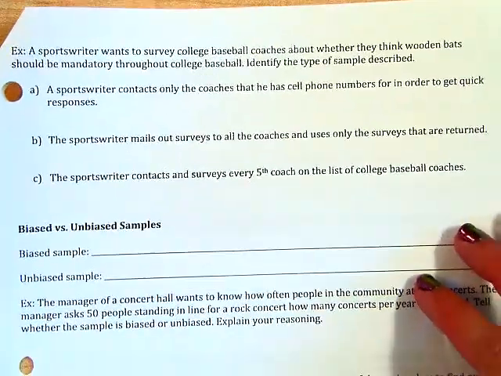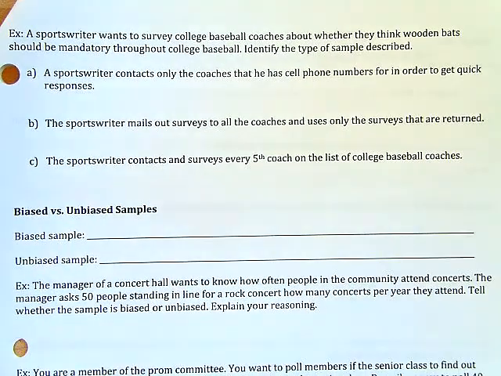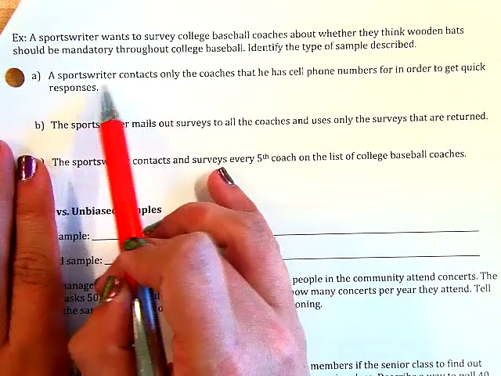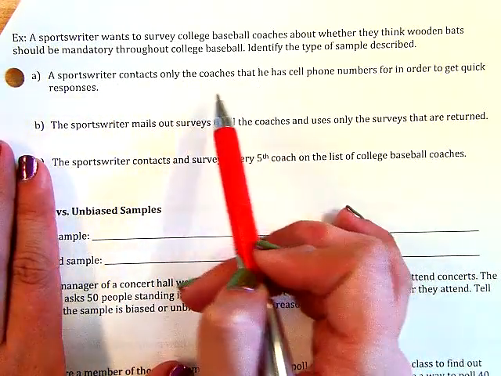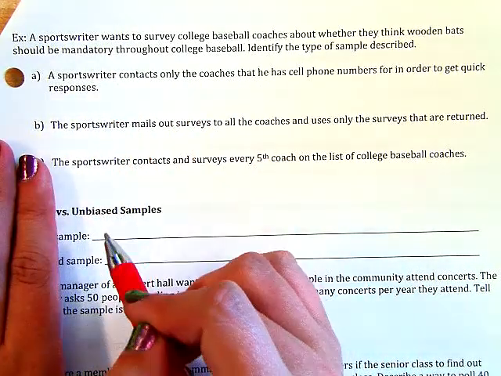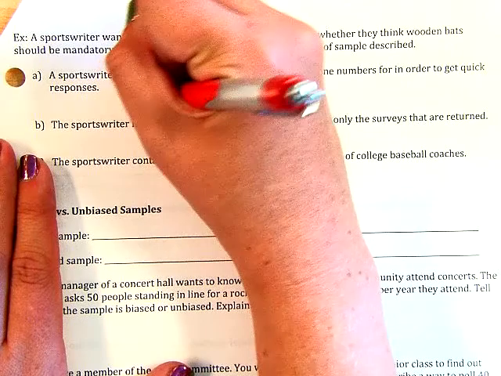Okay, flip it over. A sports writer wants to survey college baseball coaches about whether they think wooden bats should be mandatory throughout college baseball. Identify the type of sample described. So, first one, a sports writer contacts only the coaches that he has cell phone numbers for in order to get quick responses. That right there is convenience.